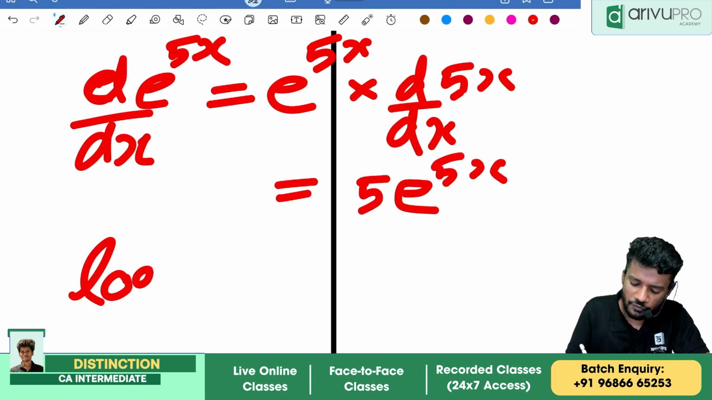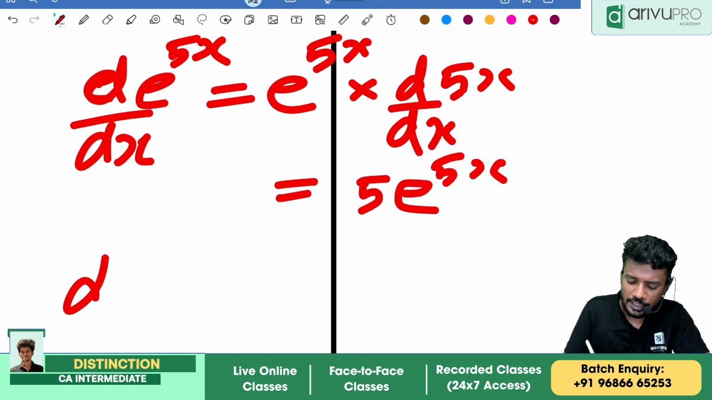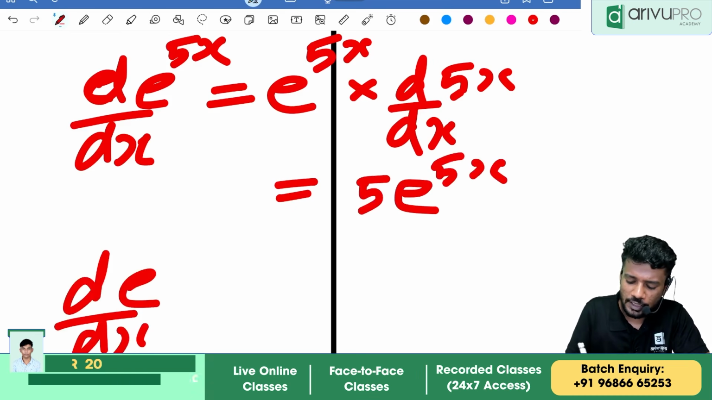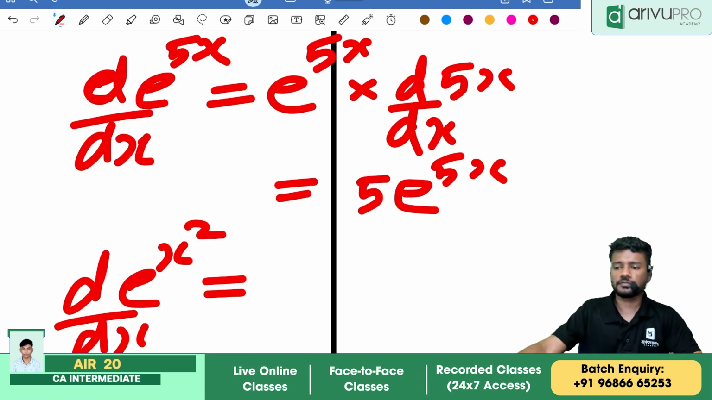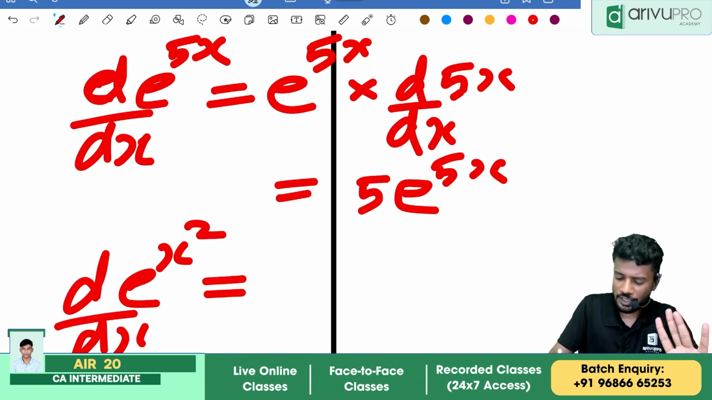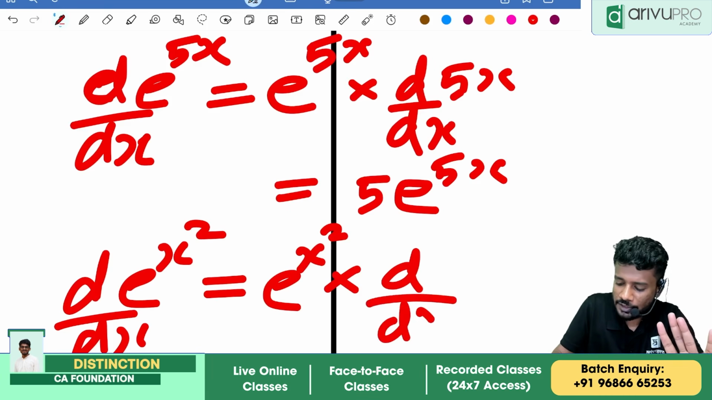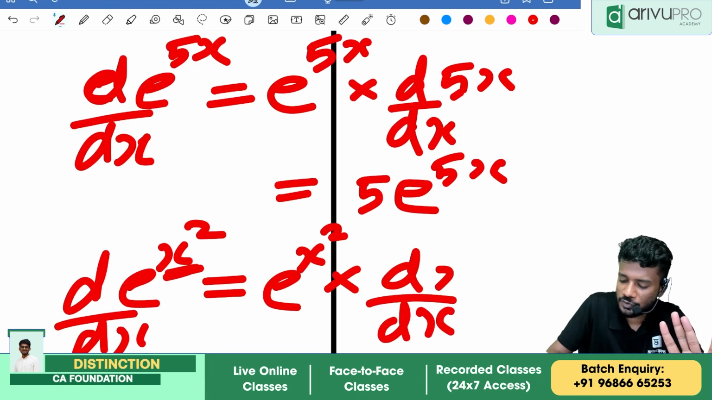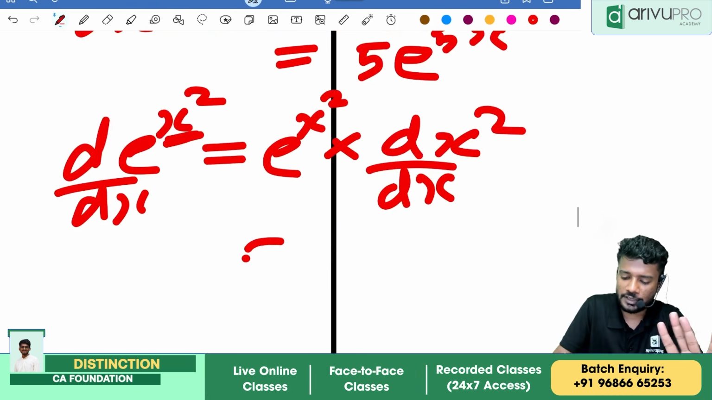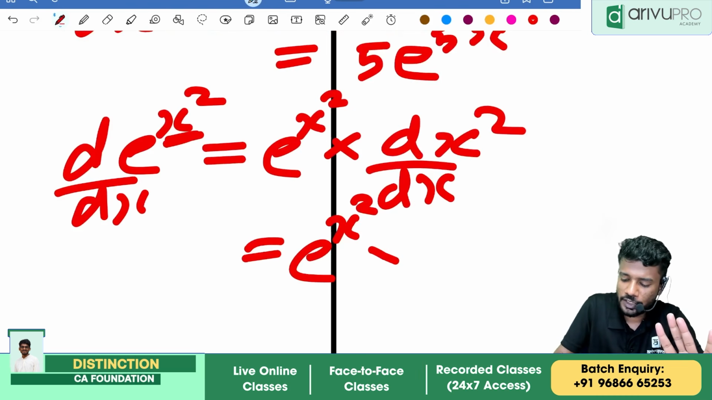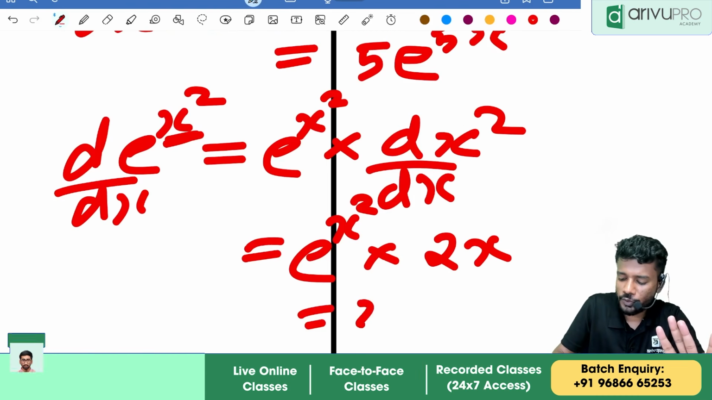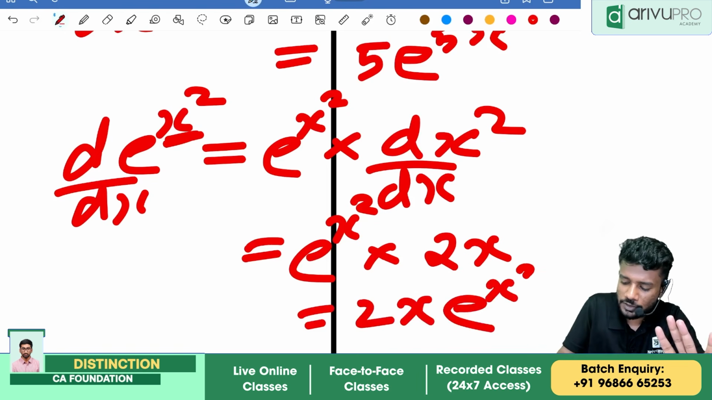Now, similarly, tell me the answer for this. Derivative of e raised to x square. First, what is the derivative of e? It will be e raised to x square itself, into d by dx of the function inside, which is x square. You tell me what is the answer. E raised to x square into 2x. So 2x e raised to x square.